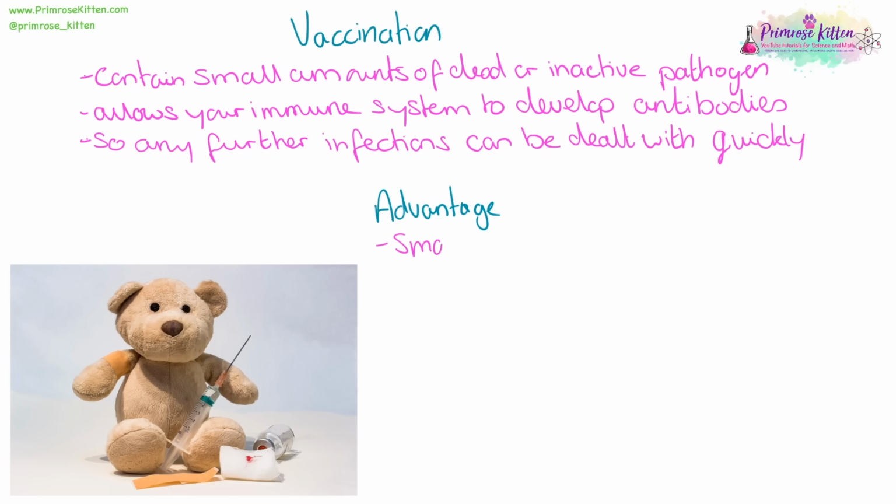For example, nobody gets smallpox anymore, or polio. And we have herd immunity, which means if a large percentage of the population are vaccinated against a disease, even the small percentage that have decided to not be vaccinated or can't be vaccinated for medical reasons are going to be protected as well, because the disease will find it very hard to spread.